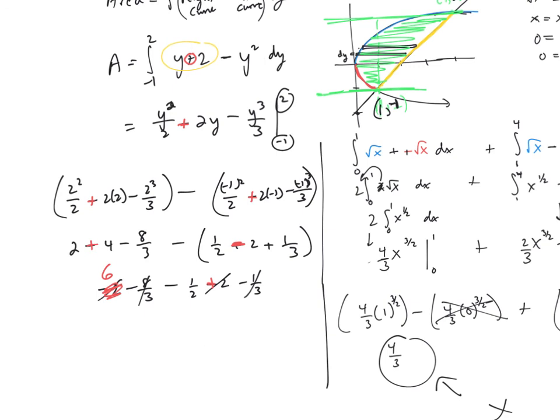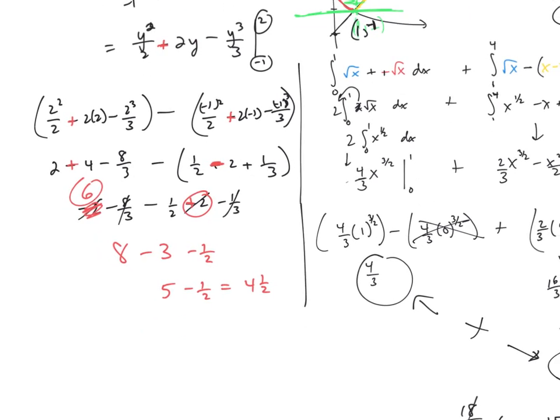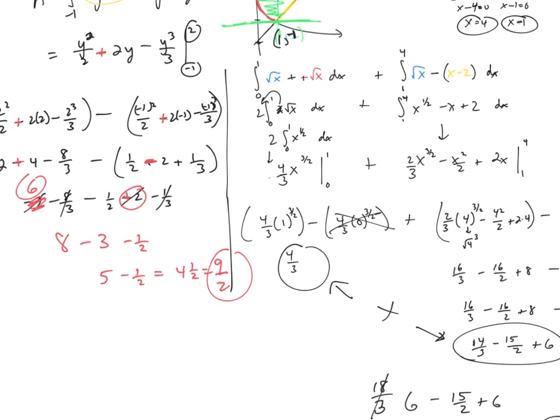Okay, shouldn't have messed up my thirds because that sign was fine. So I've got 6 plus 2. So these two terms give me 8. The negative 8/3 and the minus 1/3 was my minus 3. And then I have a negative 1/2. So I end up with 5 minus 1/2, which is 4 and 1/2, also known as 9/2. That is looking familiar.